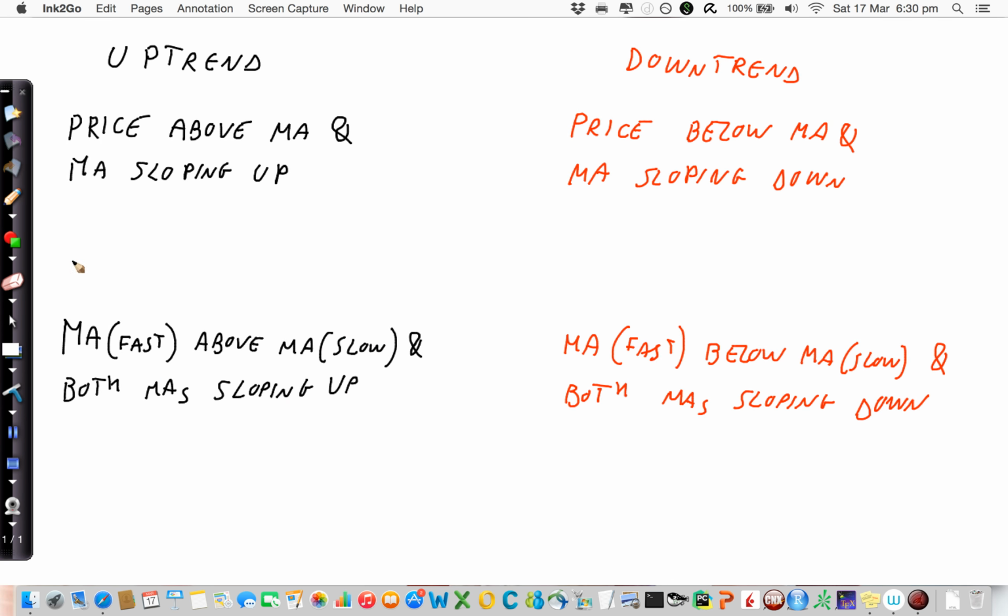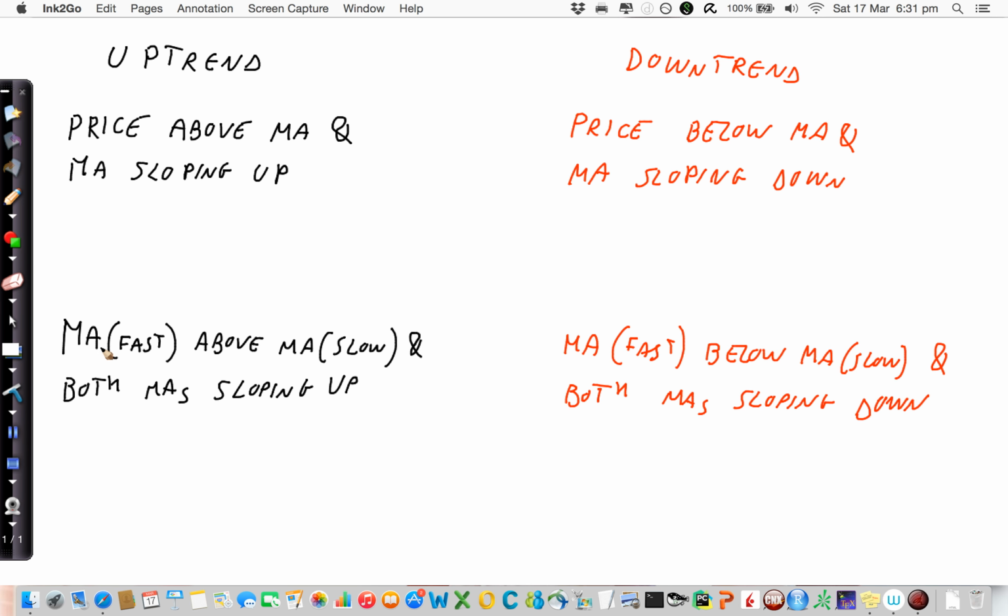So let's recap how we can use moving averages to identify uptrend and downtrend. The first one is when the candle is above the moving average and the moving average is sloping up, this is an uptrend indication. And at the same time, when the price is below the moving average and the moving average is sloping down, this is a downtrend indication.